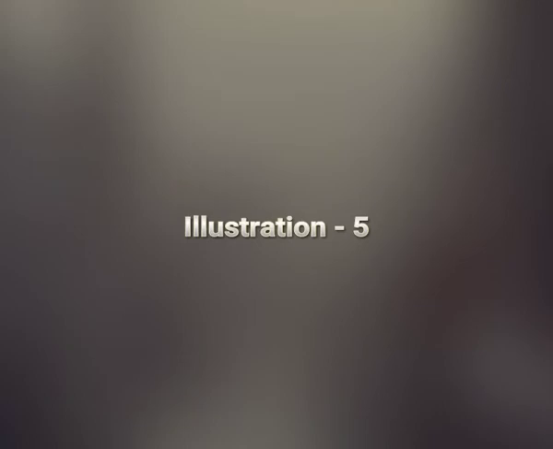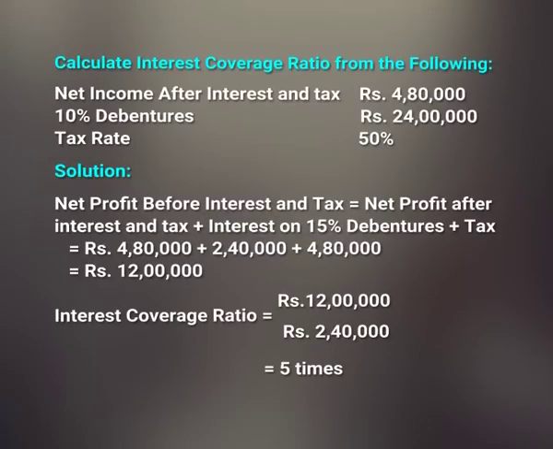Now, we will see one illustration on this. Calculate interest coverage ratio from the following. Net income after interest and tax is given to us as rupees 4,80,000. Then 10% debentures rupees 24 lakhs. Tax rate is given as 50%.